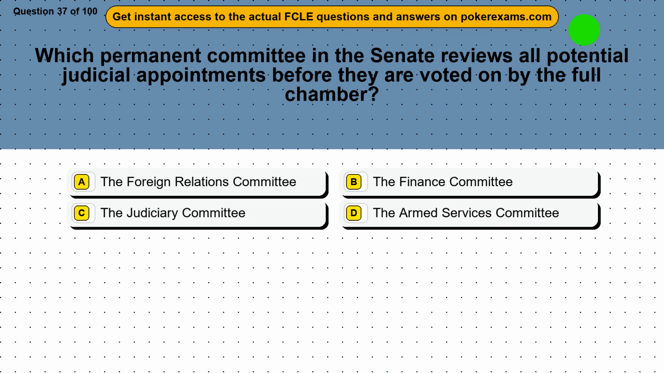Question 37. Which permanent committee in the Senate reviews all potential judicial appointments before they are voted on by the full chamber? Option A. The Foreign Relations Committee. Option B. The Finance Committee. Option C. The Judiciary Committee. Option D. The Armed Services Committee. The correct answer is option C.